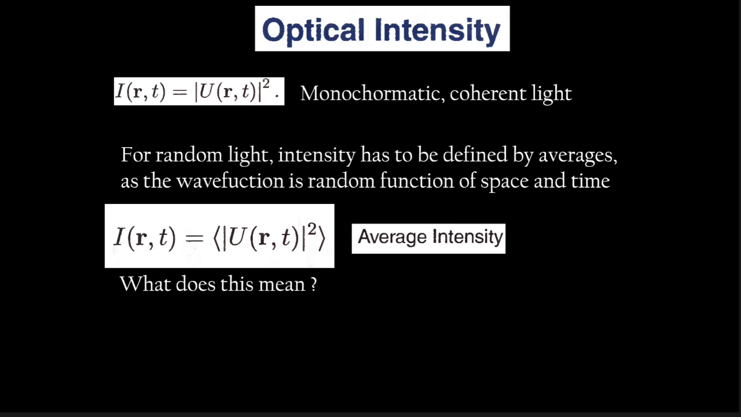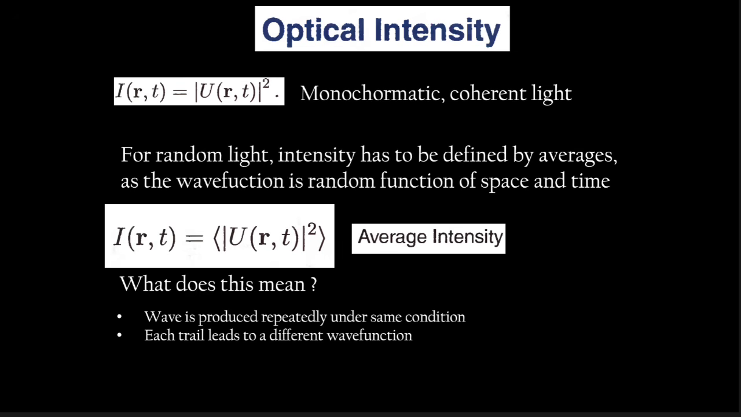There are a few points which I would want to emphasize, and also I'll elaborate with some specific figures. First point is that the wave is produced repeatedly under the same condition, which means that you essentially are getting some particular emission of light from a particular source. The second point is that each trial leads to a different wave function, and this is the inherent randomness of the light source we are considering. And the third aspect is that the average intensity at each point and each particular time is determined by this particular function. So you will have to consider each and every point and each and every instant of time to measure these kinds of intensities.